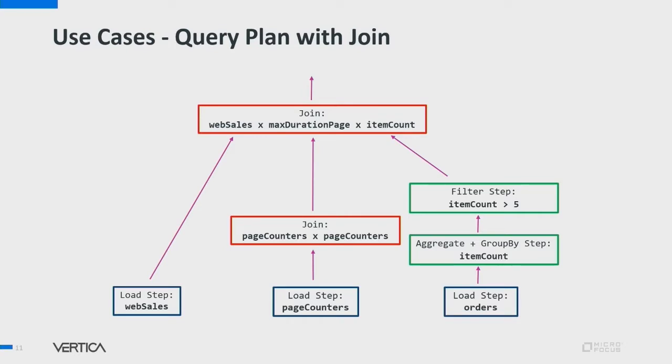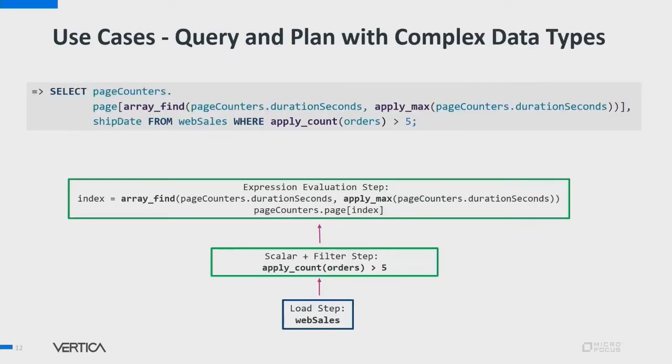So if you look at this query plan with join, you have 3 load steps. You have a join operation, which joins the page counters with itself. You have an aggregate plus group by to get the count of the orders. And then you have a filter step to filter based on the predicate of 5. And then you join all these results together. So this is a query plan with join. Now, if you move to the complex types, the query as well as the plan is much simpler.